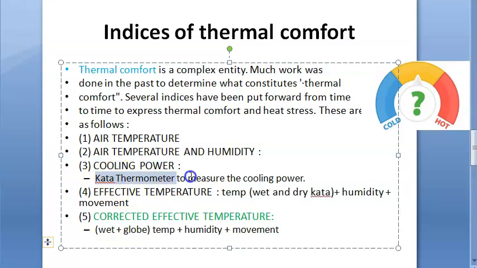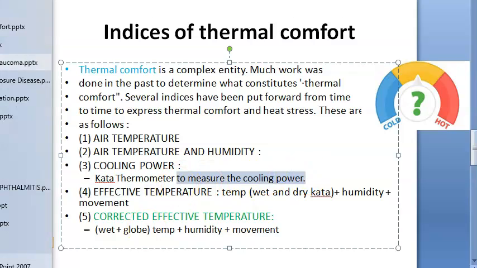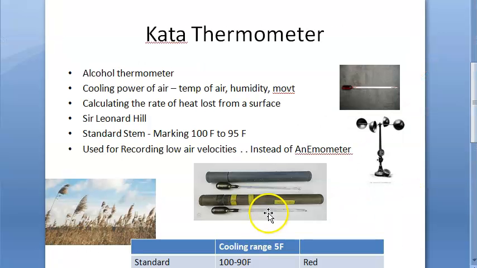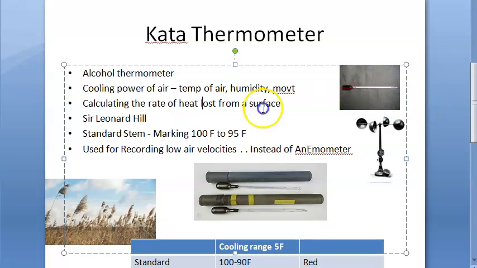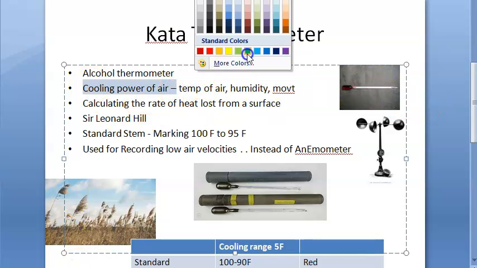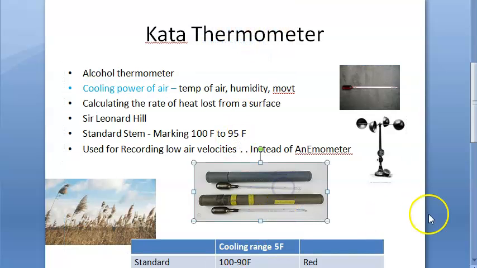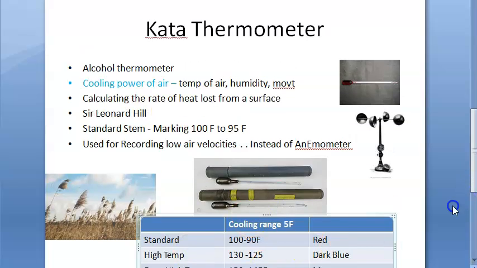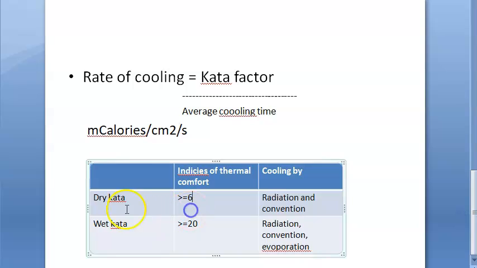Cooling power? So they brought in a Kata thermometer which has wet and dry. So that will measure the cooling power. You remember the Kata thermometer video where you have seen this Kata thermometer. Basically it is an alcohol thermometer. It will measure the cooling power of air. What will it tell you? It is telling you the cooling power of air. So you have the dry and wet Kata thermometers.